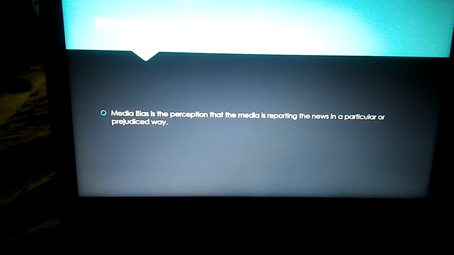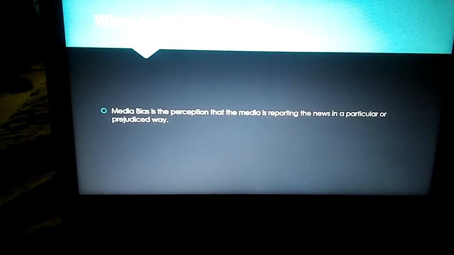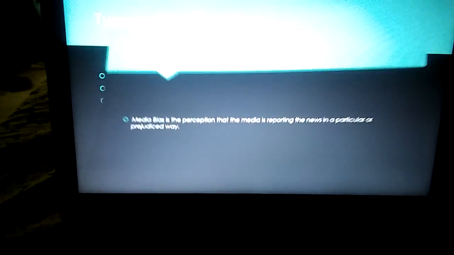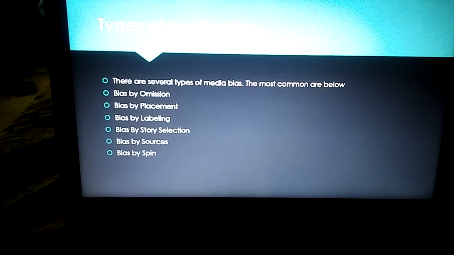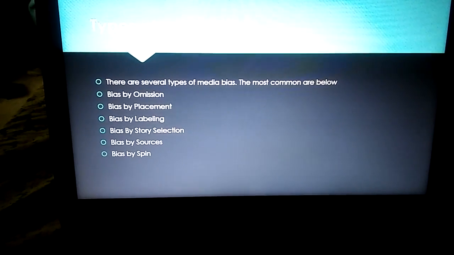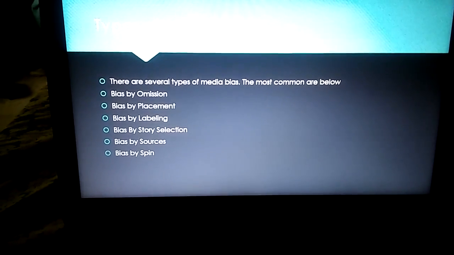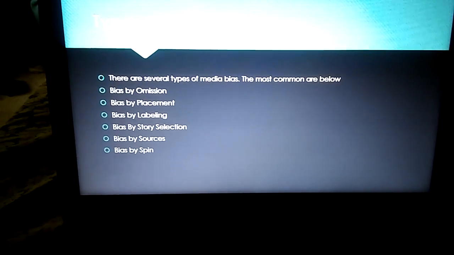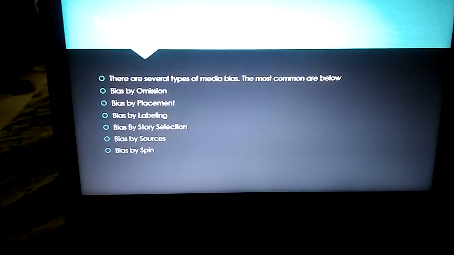What is media bias? Media bias is the perception that the media is reporting the news in a particular or prejudiced way. There are several types of media bias. The most common are: bias by omission, bias by placement, bias by labeling, bias by story selection, bias by sources, and bias by spin.